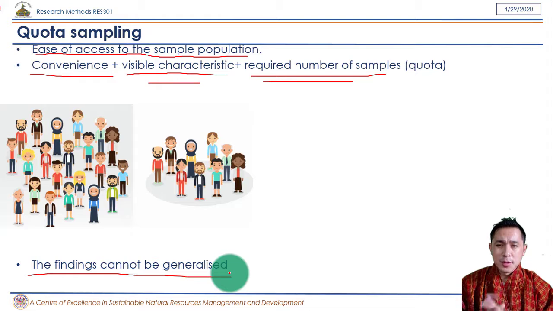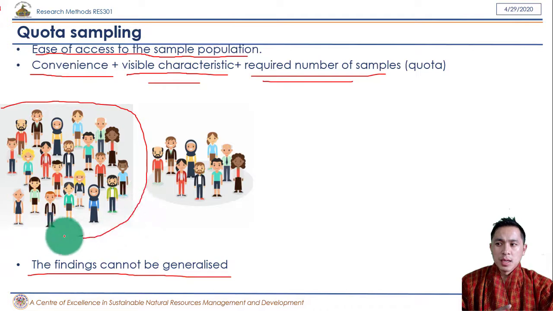This is exactly what I was talking about. For example, if you want to take the average income of this group of people, so let's say this group of people are basically tourists, that's tourists that are entering the country through Paro International Airport.